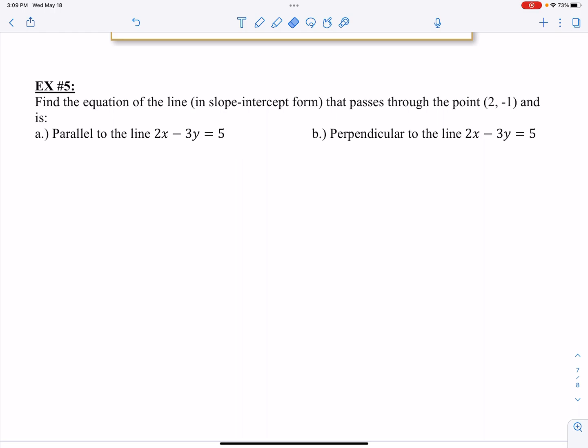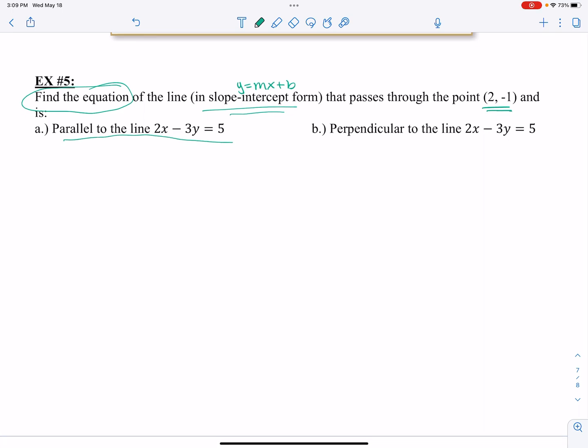So I want to find the equation of a line one more time in my slope-intercept form. And I'm given a point, and I know it's parallel to this line. So the only thing this second line, the parallel line, gives me is its slope. If I find the slope here, that slope is going to equal the slope of the equation that I'm trying to write that goes through that point.